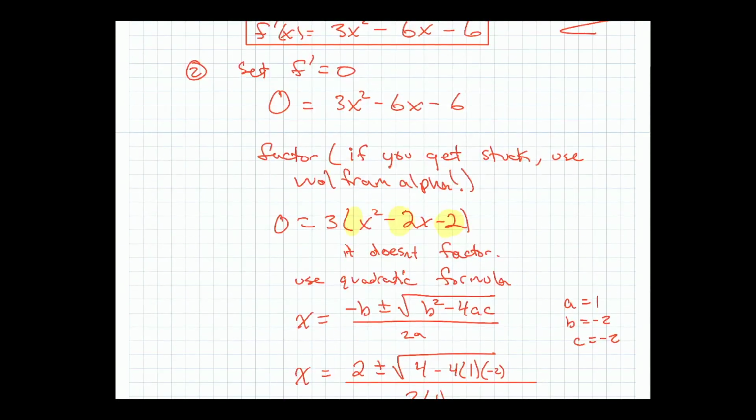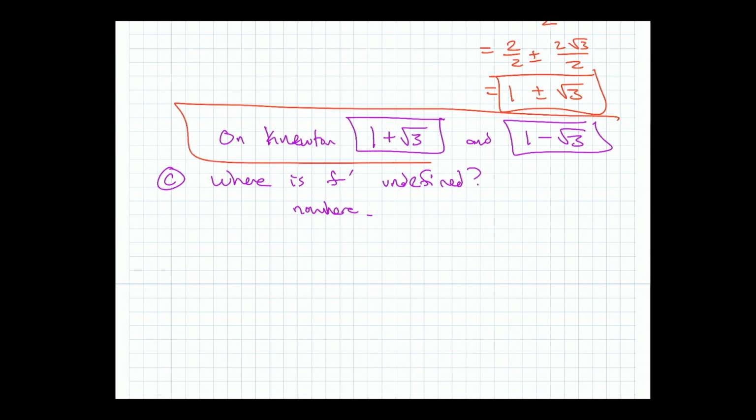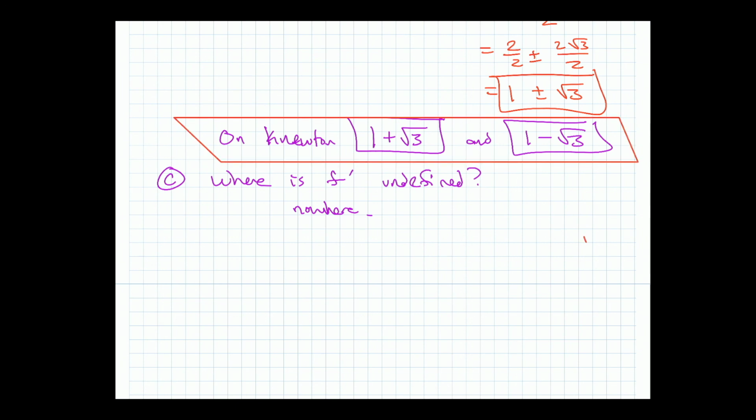So when you're trying to set something like this equal to 0, you can do it by hand with the quadratic formula, or you could go to Wolfram Alpha, and Wolfram Alpha will tell you those answers quicker. But if you're solving it by hand, this is how you would do it. I guess technically for part C, you have to consider where f prime is undefined? Nowhere. All right, so our answers are simply the ones that we just found. These are the only critical points.